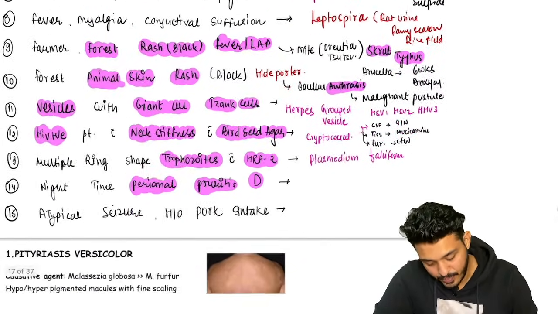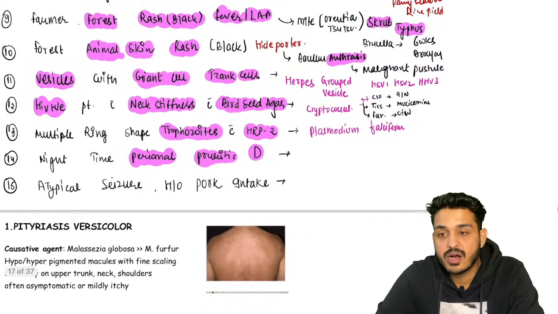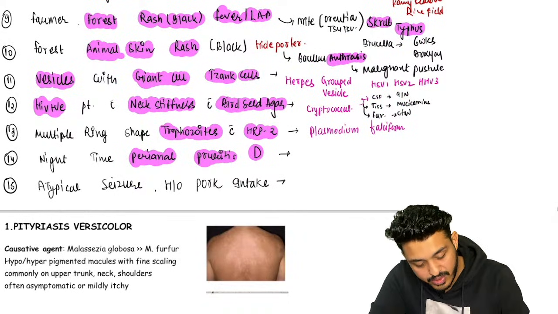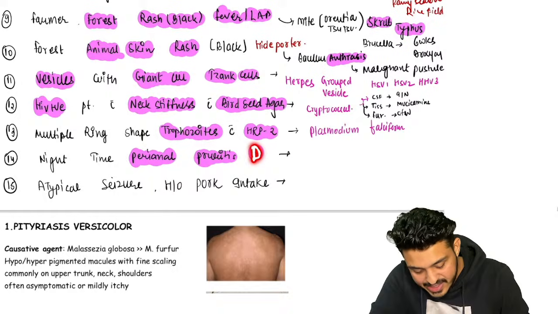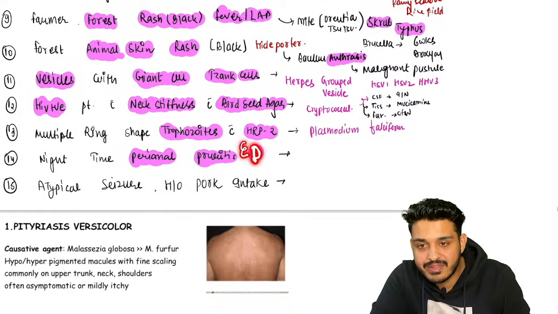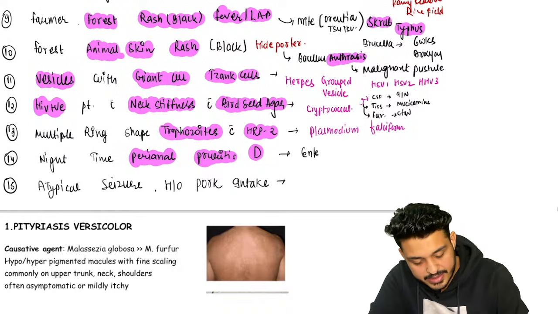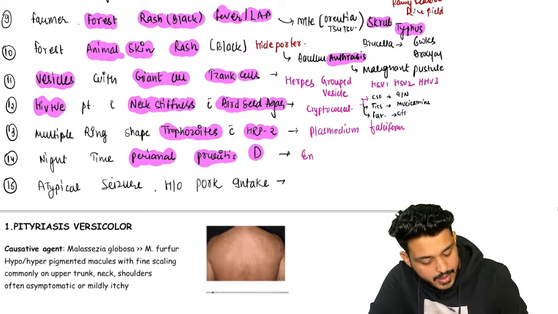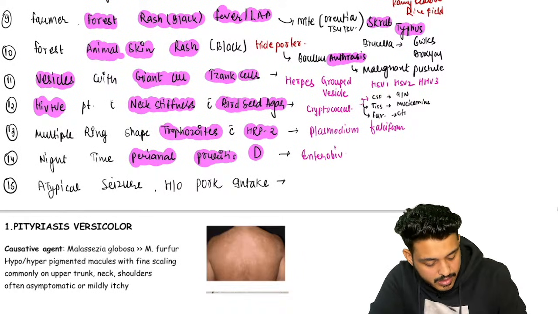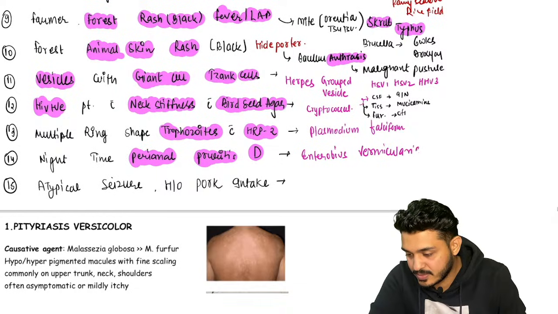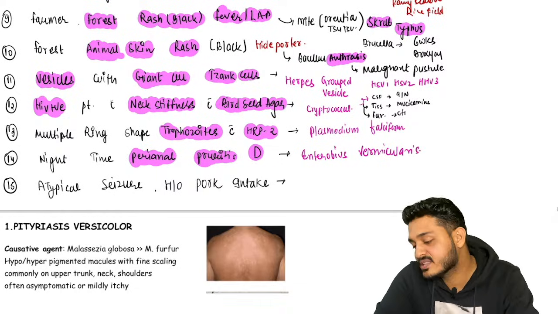Very good, beta. Right? Next thing is your perianal pruritus. Before D, D-shape egg. Remember D-shape egg. Before D, there will be E. So remember E for E, Enterobius vermicularis. This is going to be what? Enterobius vermicularis. Shabash. Right?